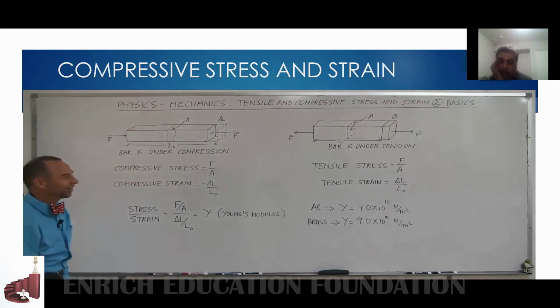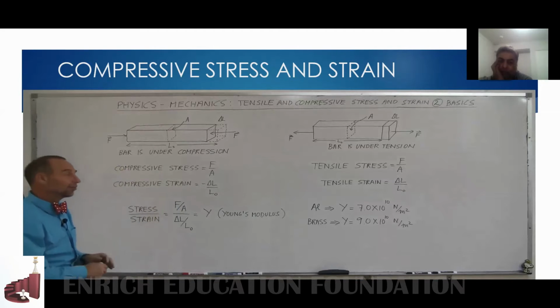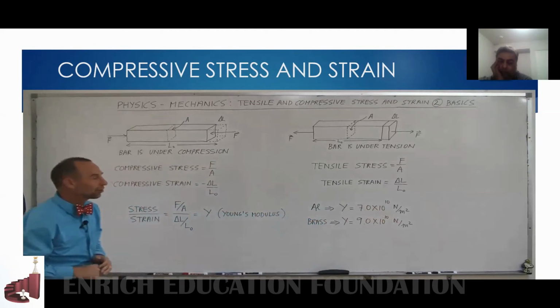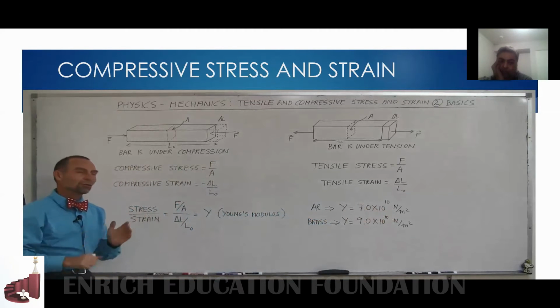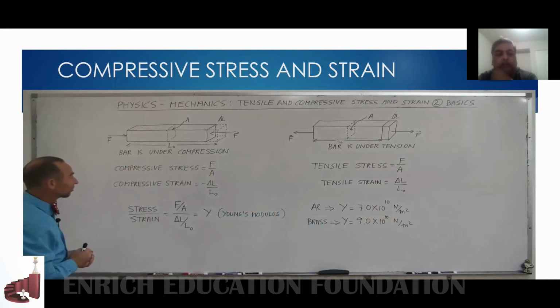But even though aluminum has a smaller number, that's still a really big number, and you can see you need a lot of force to cause any sort of appreciable deformation, even if it's aluminum. But that's just for comparison. And that's how you look at tensile stress and compressive stress.